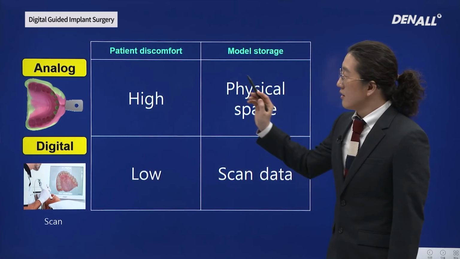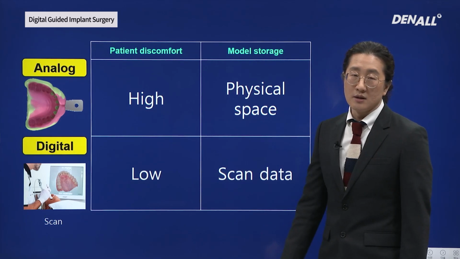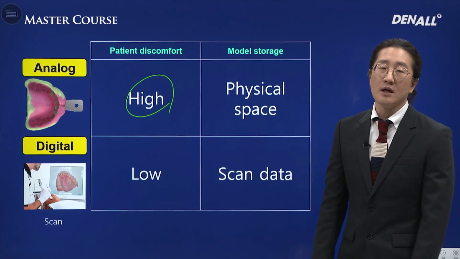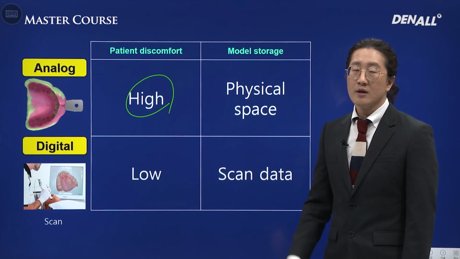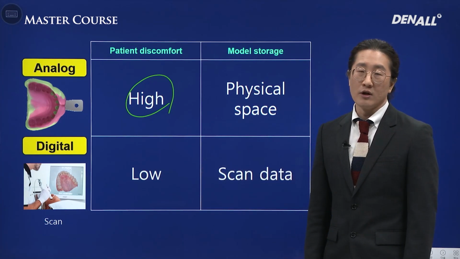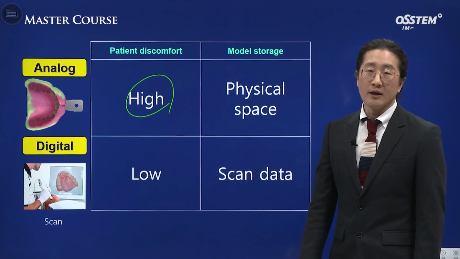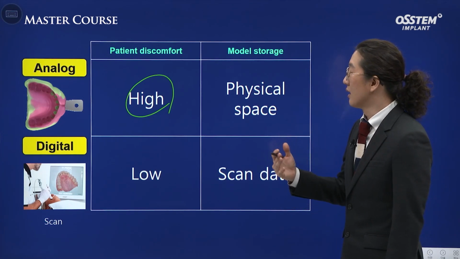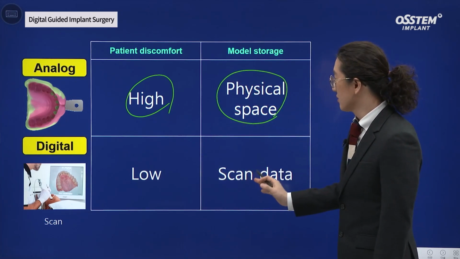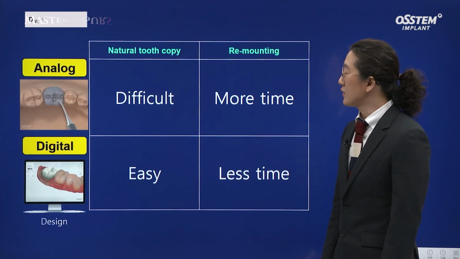Let's do a comparison. In terms of patient discomfort, conventional impression is more uncomfortable compared with scanning, especially if the patient has a gag reflex. They feel really uncomfortable. The time taken for taking an impression is in general longer compared with scanning. After taking an impression, a physical model needs to come out. We need to have a physical location where we can store the model. In the analog method, however; in the case of the digital dentistry method, you do not require a physical location.